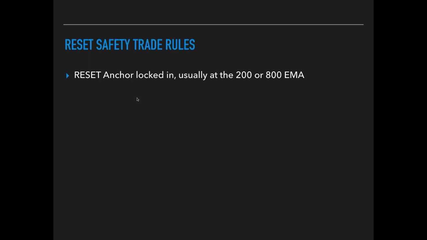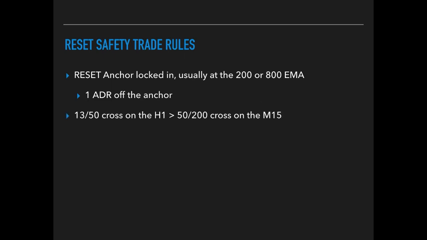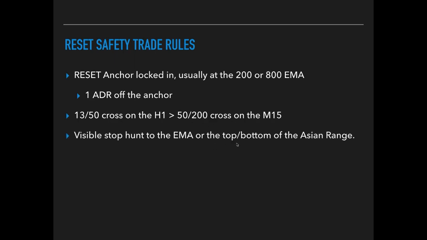So now we're going to look at reset safety. It's very similar to the safety trade, except it's going to be off of a reset peak. We're going to have a reset anchor locked in, usually at the 200 or the 800 EMA, 1 ADR off the anchor. Same situation: a 1350 cross on the H1 and a 5200 cross on the M15. Then a visible stop hunt to the EMA or the top or bottom of the Asian range.